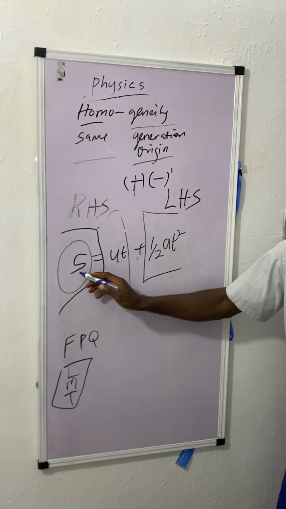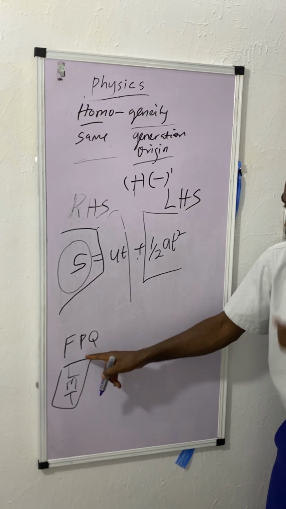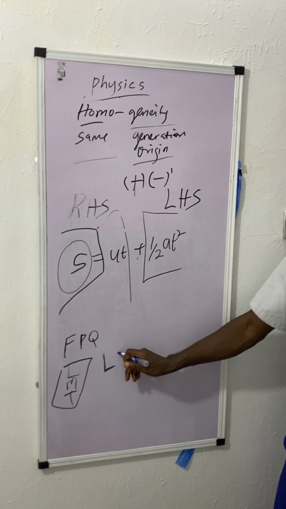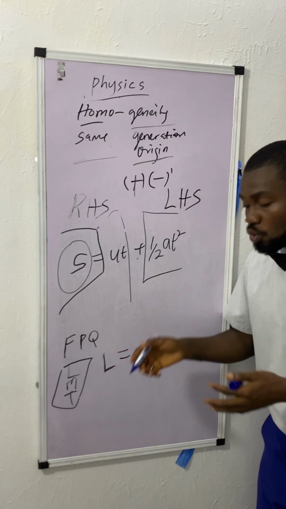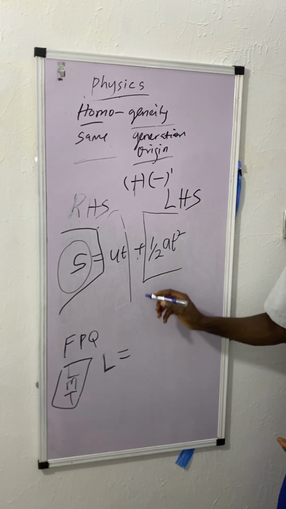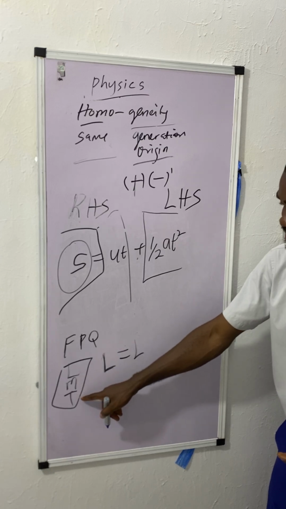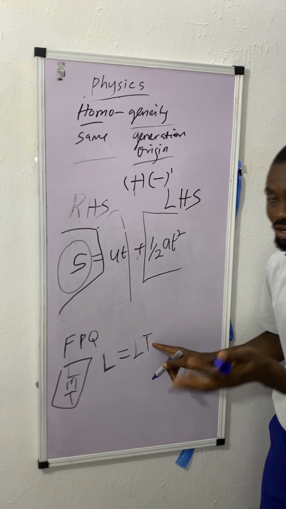So here, S is distance, right? And distance in the fundamental physical quantities is represented as length. So we can rewrite this equation as length is equal to what? U is initial velocity, and velocity is mostly length. But since we are using the SI unit of velocity, meter per second, we are going to write it as length over time. Meter per second: length for meter, T for second, which is time.